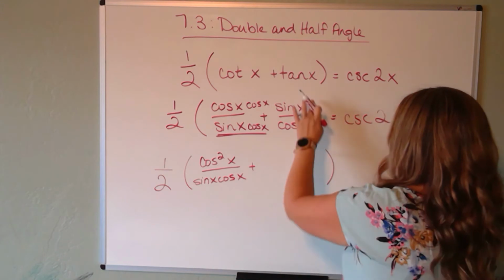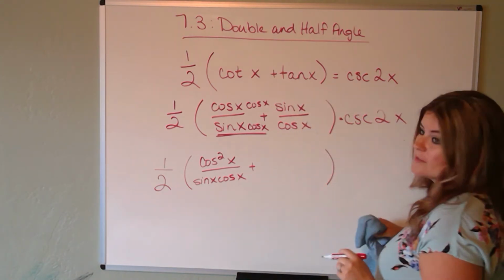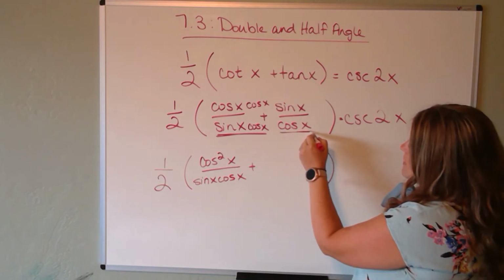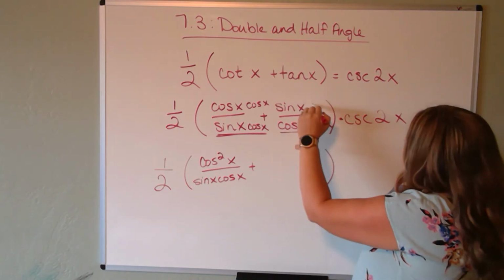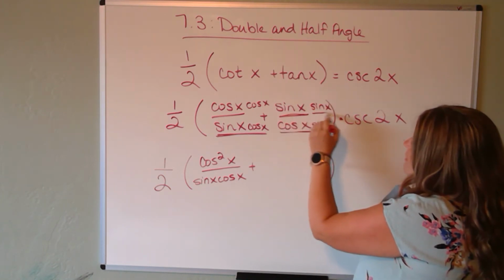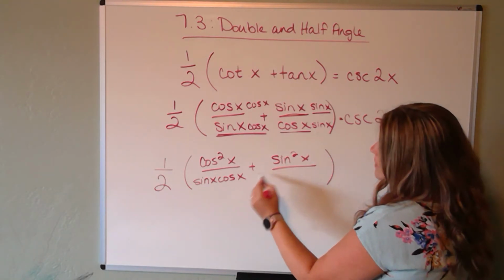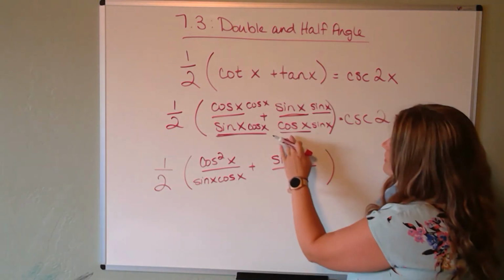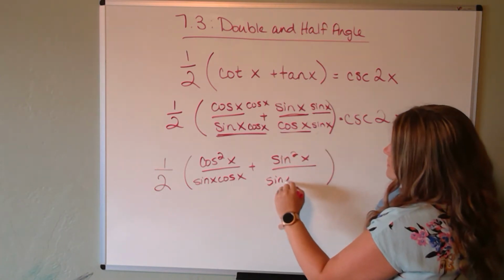So what happens on this one? Give myself a little more space. Well, I already have the cosine x on bottom, which means I have to add the sine x on the bottom, which means I have to put a sine x on top. So what do I get on top? Well, I get sine squared. On the bottom, I have that common denominator. Here, yes, it says cosine sine, but it's the same as sine cosine.